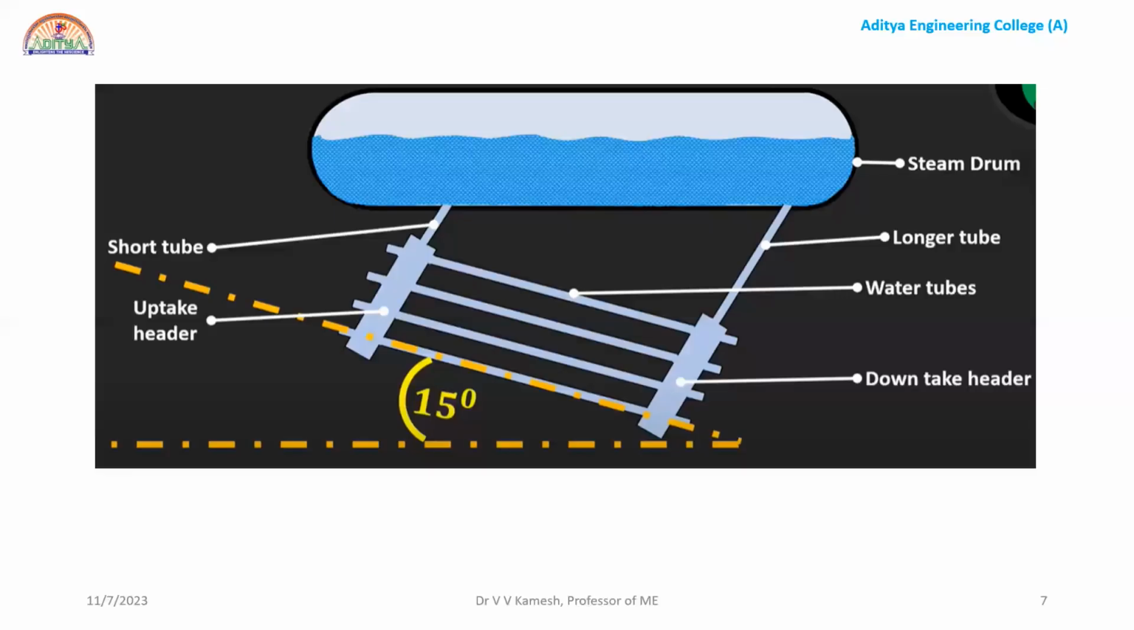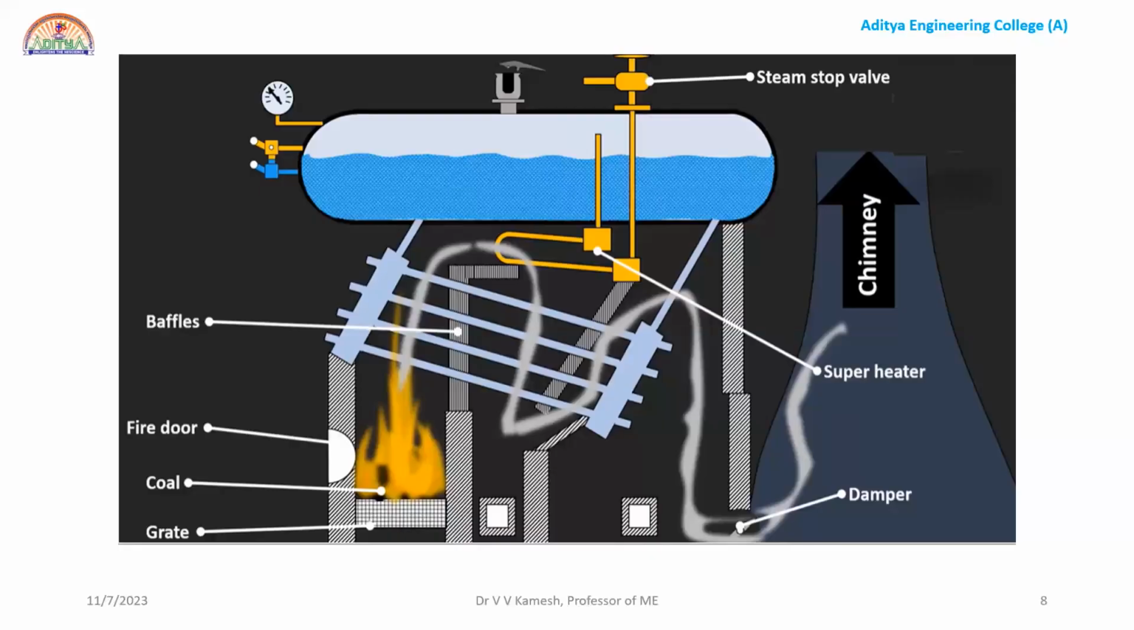Now, this is the angle which I told you about earlier. In addition to the steam drum, uptake header and downtake header with some angle, we will fix baffles, right? Baffle means simply directional obstacles. For whom are we creating directional obstacles? We discussed the working principle of the water tubes. The water is inside the tube now.